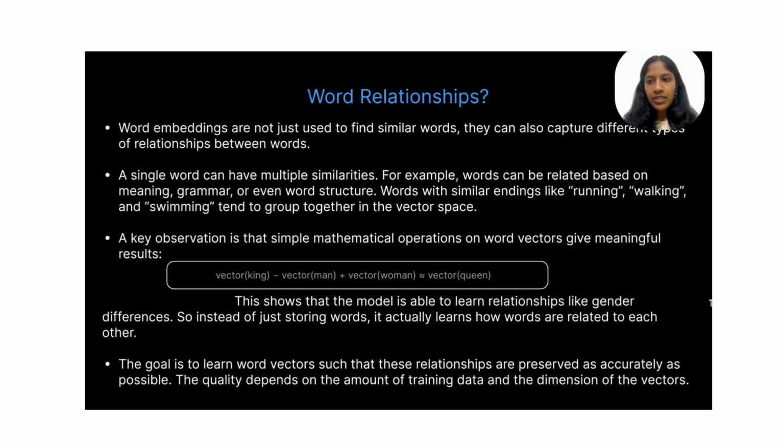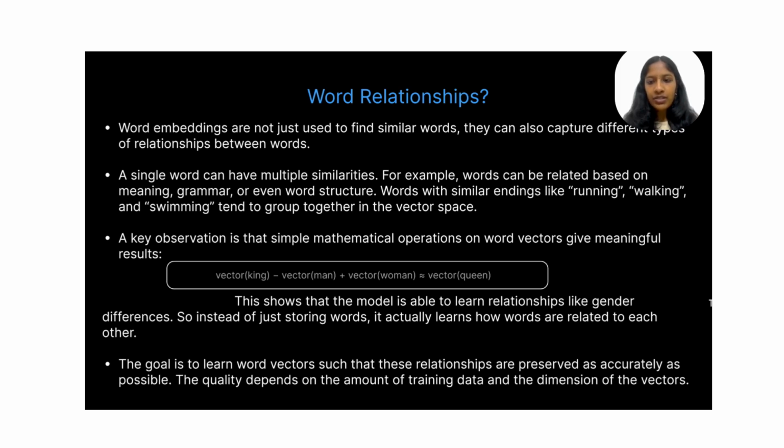Now comes the most powerful observation. We can perform simple mathematical operations on these word vectors and they produce meaningful results. King minus man plus woman gives queen. This means that if we take the concept of king, remove man and add woman, we get something very close to queen. In other words, the model has actually learned the concept of gender difference. And what makes this truly impressive is that we never explicitly told the model what gender is. It learned this automatically just from the data.